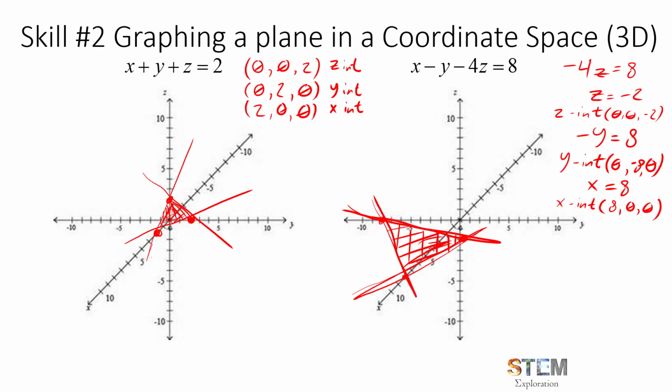So with that said, that's all I have for you with these examples. Hopefully you've gotten an idea of how to graph a point and a plane within a coordinate space. And with that said, let's do some math.